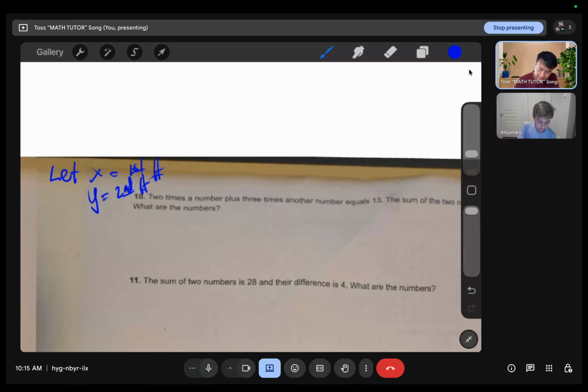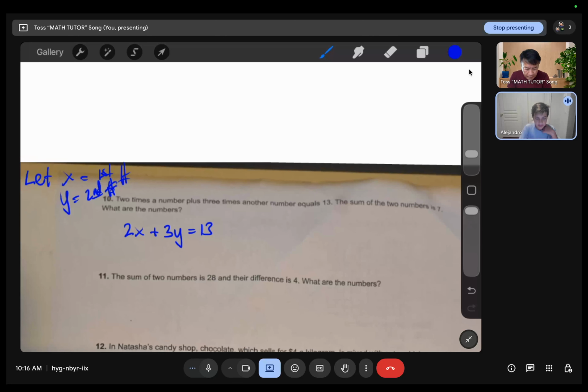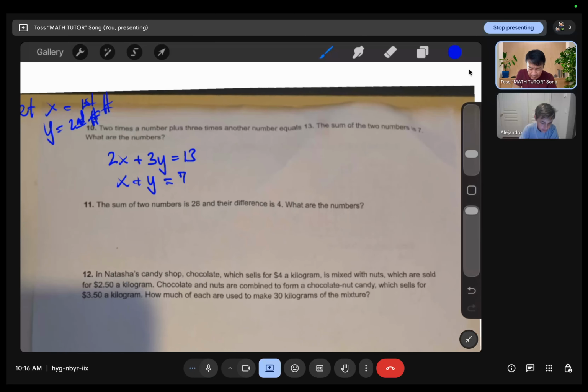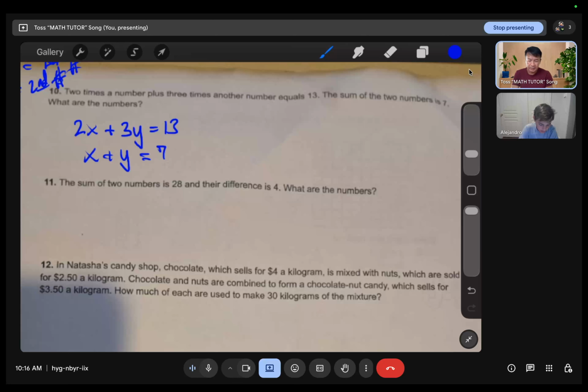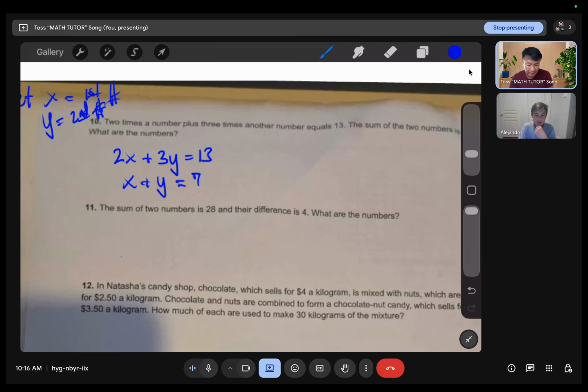So then I would do 2X plus 3Y equals 13, and then X plus Y equals 7. That's it. Okay, we'll come back for this. That's why I want to look ahead. It seems like there's going to be more challenging stuff coming, especially on paper.